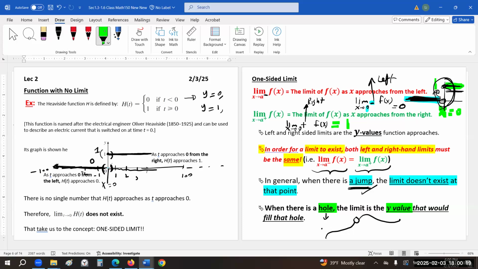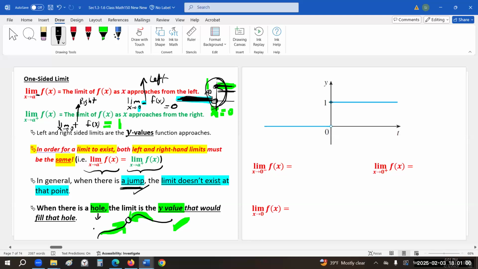If you walk toward that number from your right side, you see your y value is here. If you walk towards that number from your left side, you have the same y value. You are walking toward the same y value from both directions. That's why the limit does exist, because the left side limit and right side limit are the exact same y value. The y value doesn't exist for this function because we have a hole there, but the limit does exist because the one-sided limits are the same.